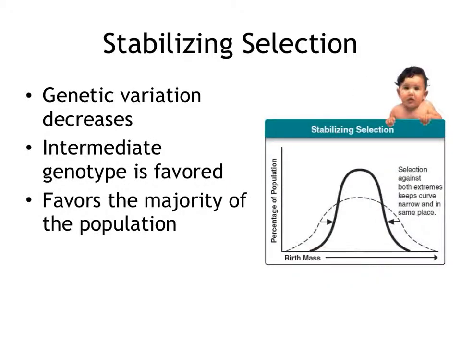The second form is stabilizing selection, and it is when genetic variation decreases and the population mean stabilizes at a certain value. In other words, an intermediate genotype is selected between the two extremes, which favors the majority of the population, which is better adapted to the environment.